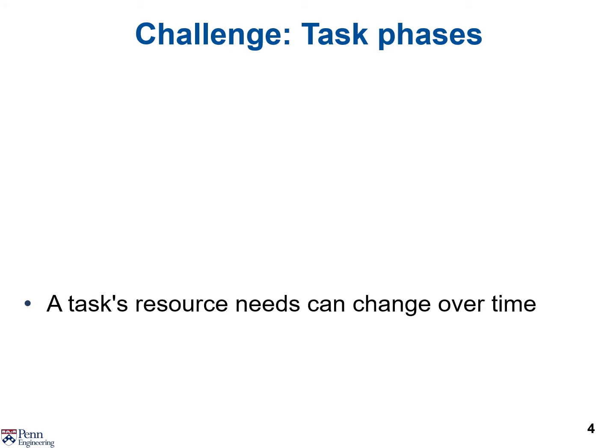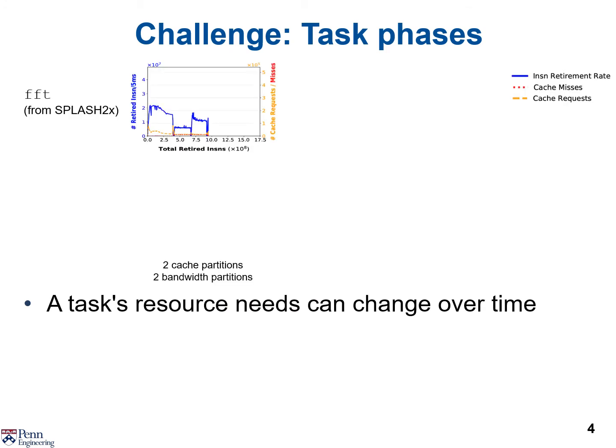To see why, we must first understand how a task's resource needs can change over time. In the graph above, we show the FFT application from the Splash-2x benchmarking suite. The blue line represents the task's overall rate of execution, while the yellow and red lines represent the number of cache requests and cache misses respectively. These lines are plotted against the number of instructions the task has finished up to that point, which we refer to as the number of retired instructions.